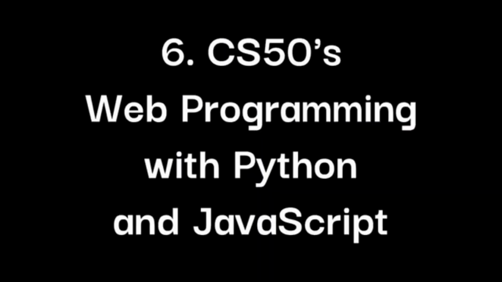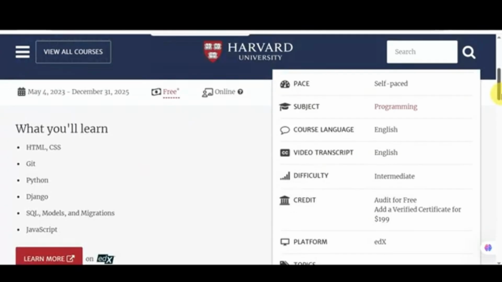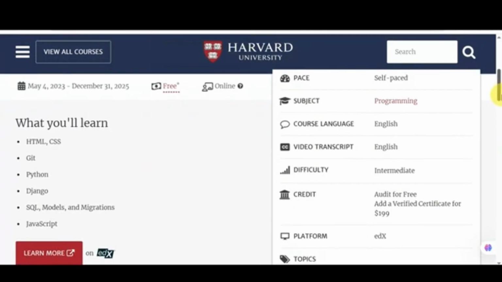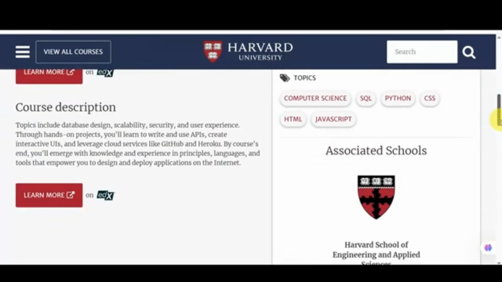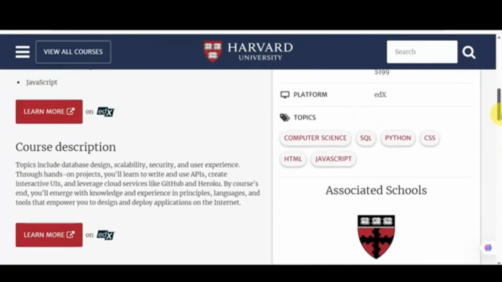6. CS50's web programming with Python and JavaScript. This course picks up where CS50 leaves off, diving more deeply into the design and implementation of web apps with Python, JavaScript, and SQL using frameworks like Django, React, and Bootstrap.